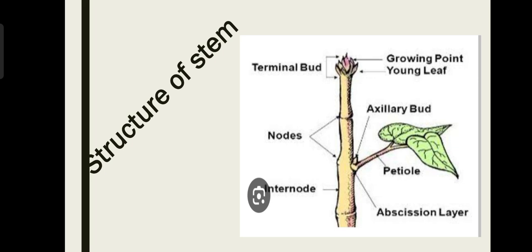Nodes on the stem are the points from where the leaves come out. Between two successive nodes is an internode. The tip or the apical end of the stem is called a bud.